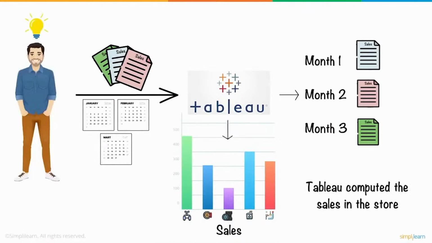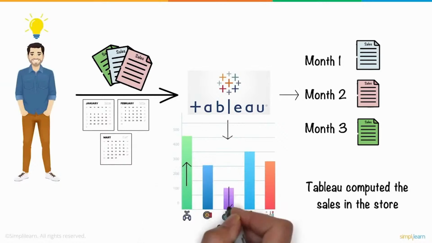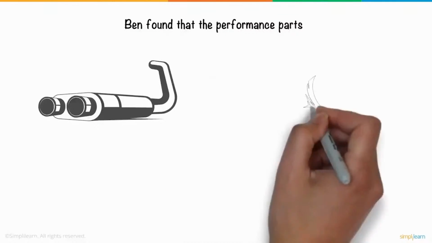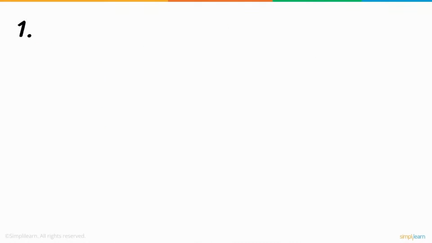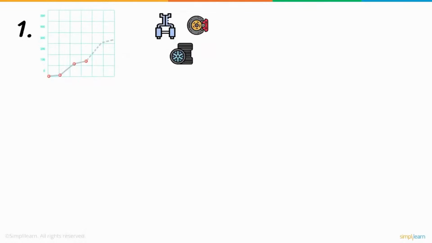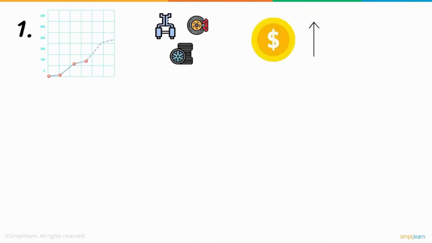Now, Ben clearly understood the products that outperformed the sales charts and the products that did not have much demand. Let us elaborate a little. Ben found that the performance parts like sports exhausts, turbochargers, and engine management systems were selling well. With the Tableau forecast feature, Ben identified the demand for performance products in the next quarter. So he raised the prices on a few products that had the peak demand and earned higher profits.